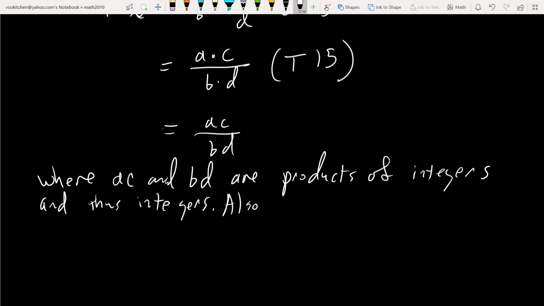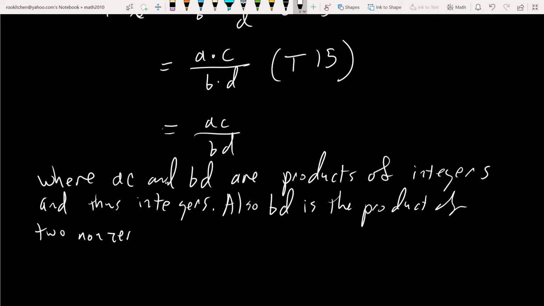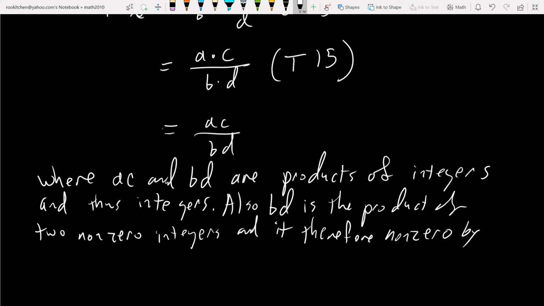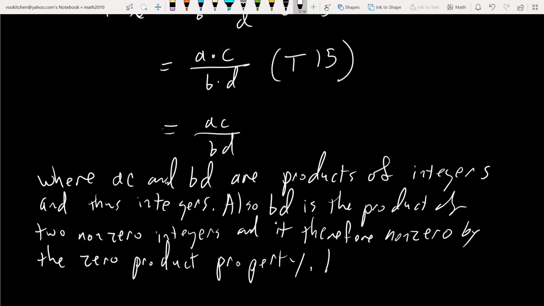Also then, and this is where we use the zero product property, B times D is the product of two non-zero integers and is therefore non-zero by the zero product property. Okay. Hence, by definition, it's rational.